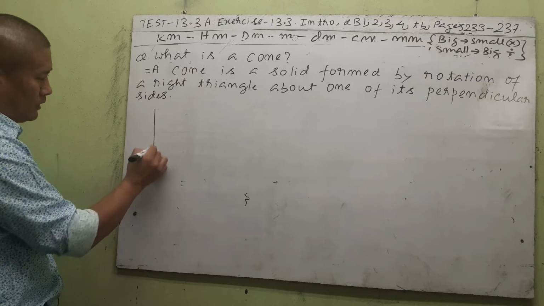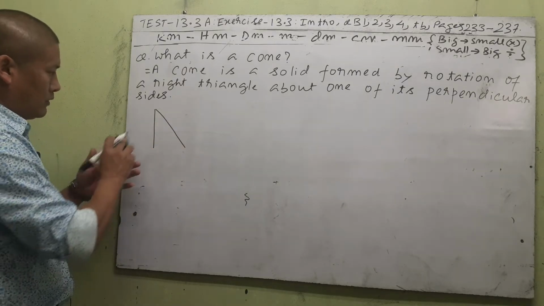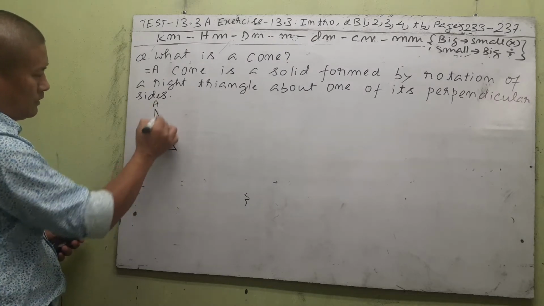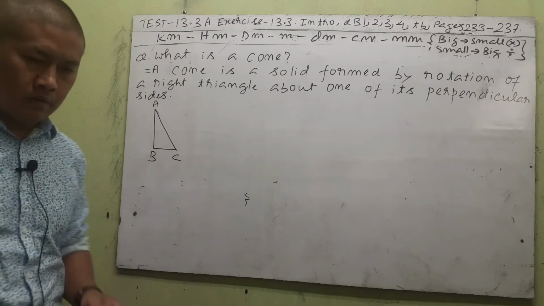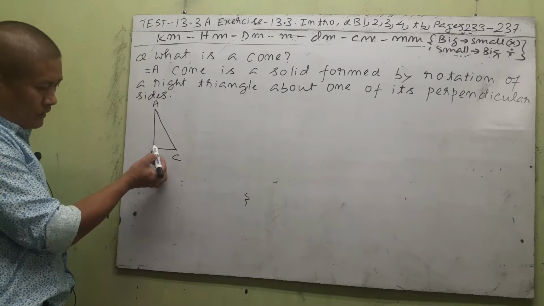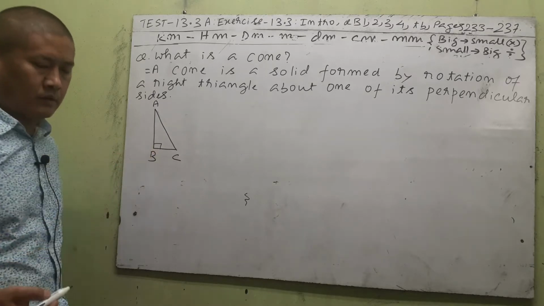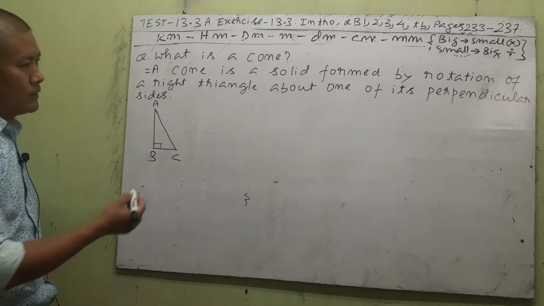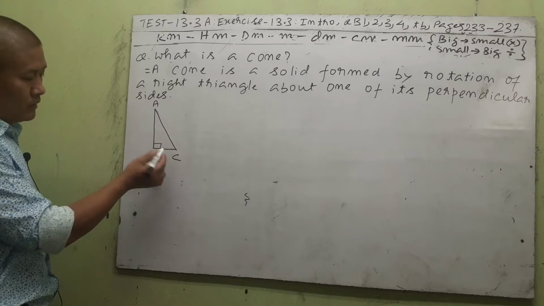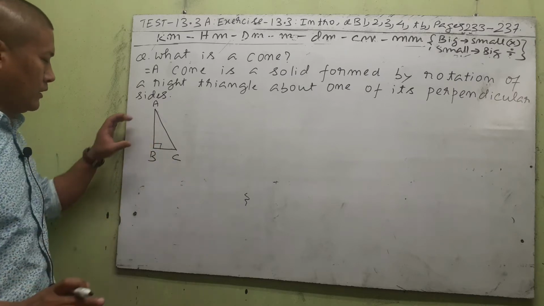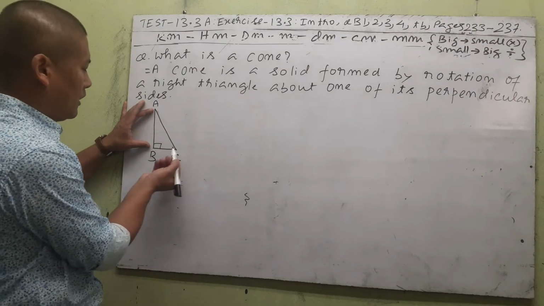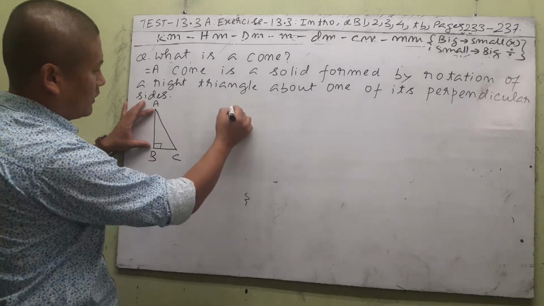So let us say this is your right triangle, and draw it along with me. Now A, B, C. We know that right triangle means out of the three angles in any triangle, if one angle is 90 degrees like this, that's a right triangle. So the two perpendicular sides of this right triangle are BA and BC. So keep any of those two perpendicular sides, either AB or BC, fixed, not moving. That means let's say AB fixed. Then you rotate the remaining triangle, then you will get something like this.